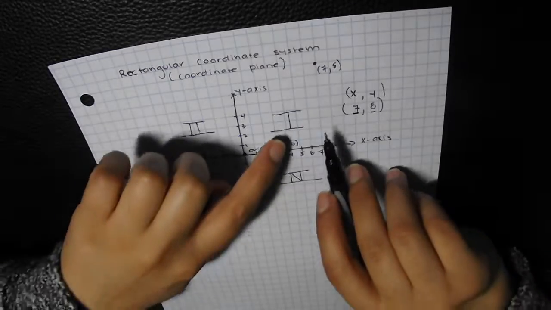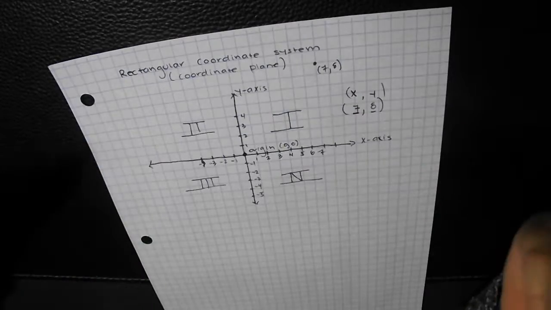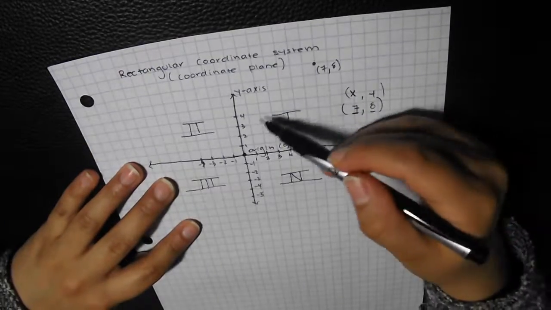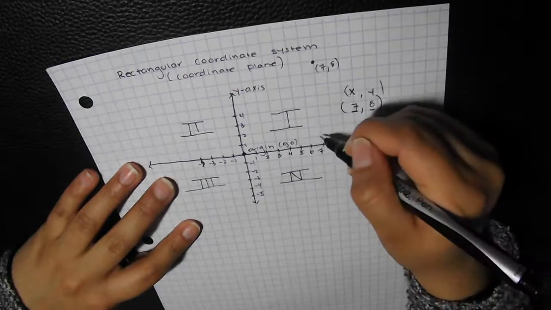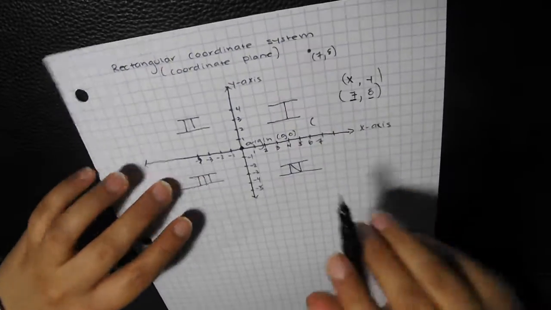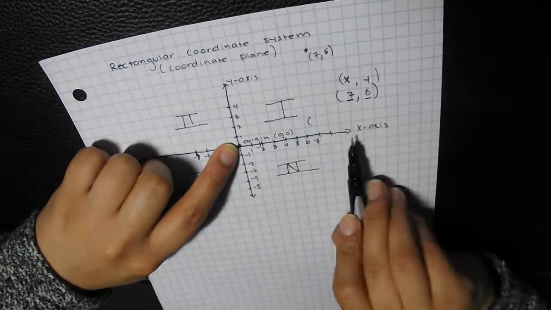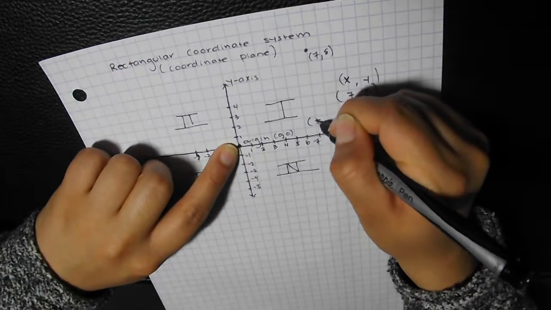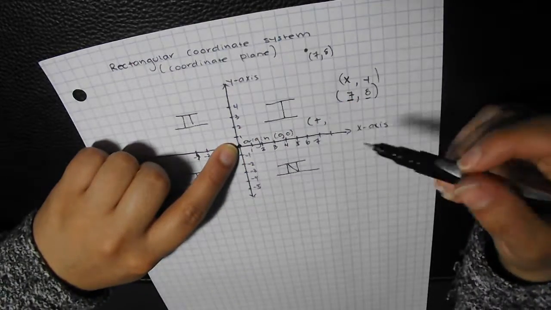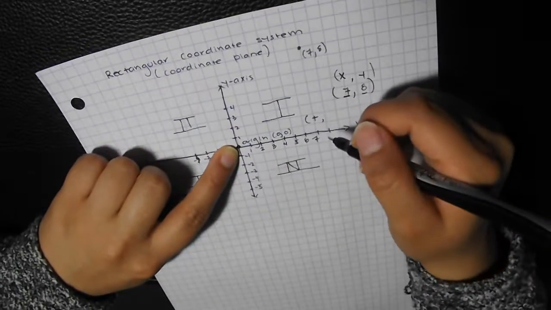Alright, and so now each quadrant is very special because every single one has a different sign. If we have a point in our first quadrant, then our x value is going to be positive. See how we're at the right of our 0? And so our x value is going to be positive. So I'm going to put a plus for positive. And then our y value is also above the origin, so it's also going to be positive.